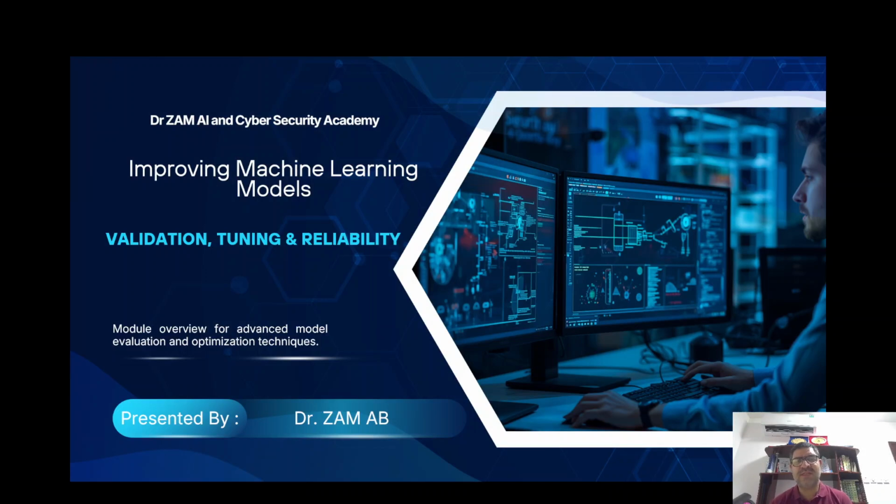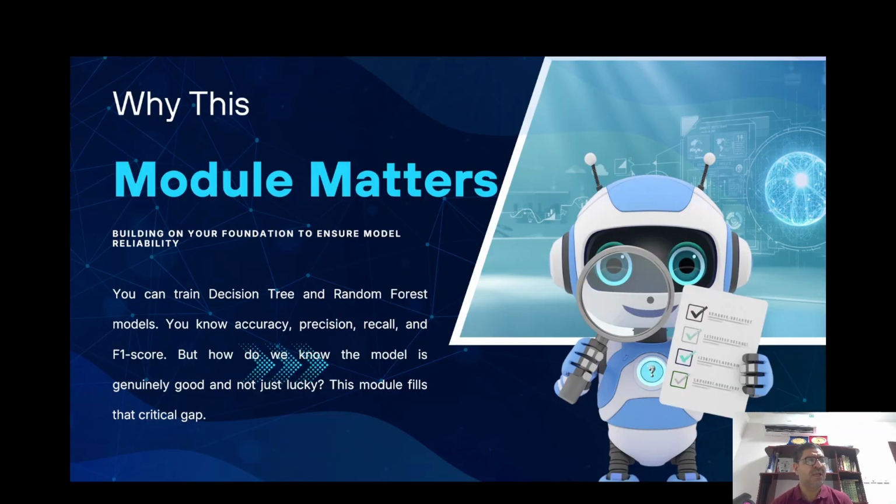So let me directly go to validation, tuning, and reliability. These are some of the aspects which are very important as far as machine learning is concerned. We have seen that you are training a model. We have seen that in random forest and in decision trees. We train a model and calculate some performance metrics. We have just evaluated the performance of a particular machine learning model.